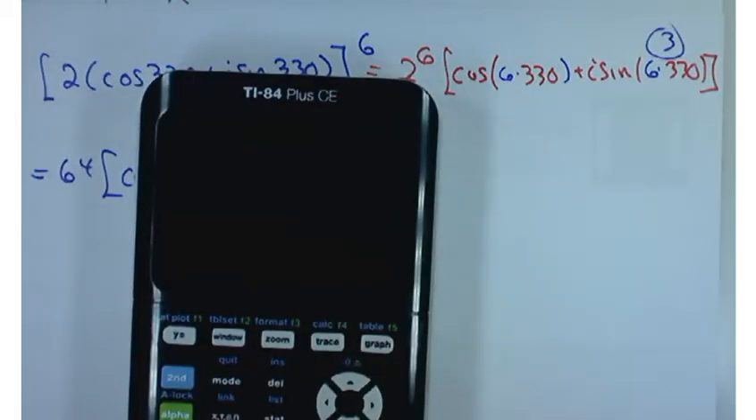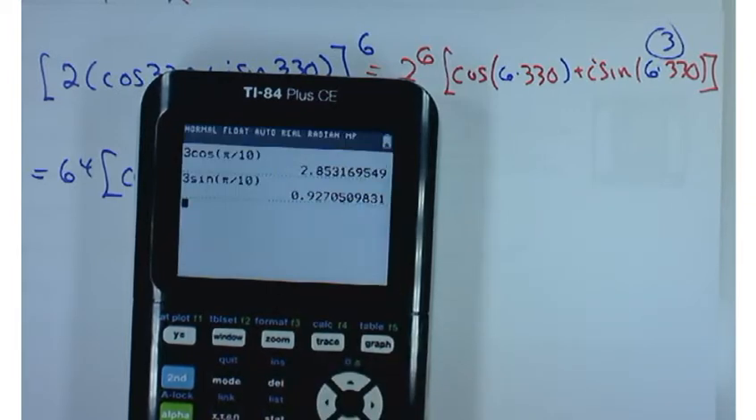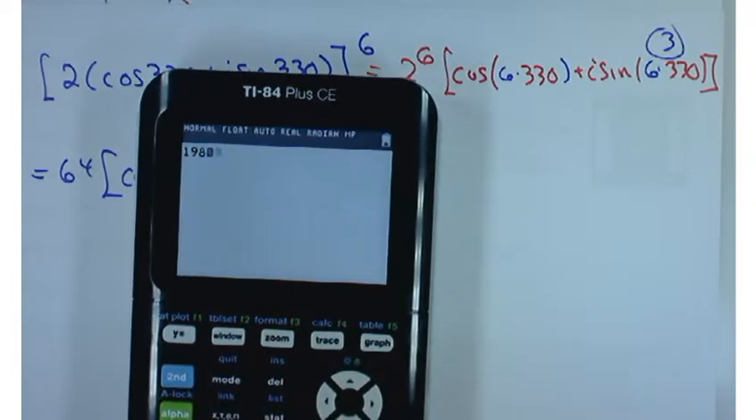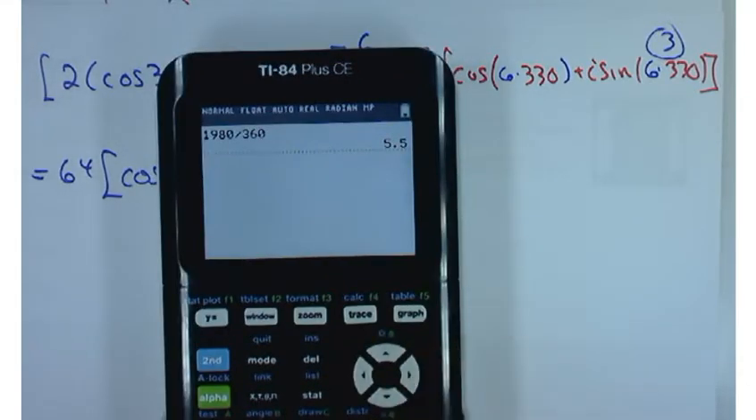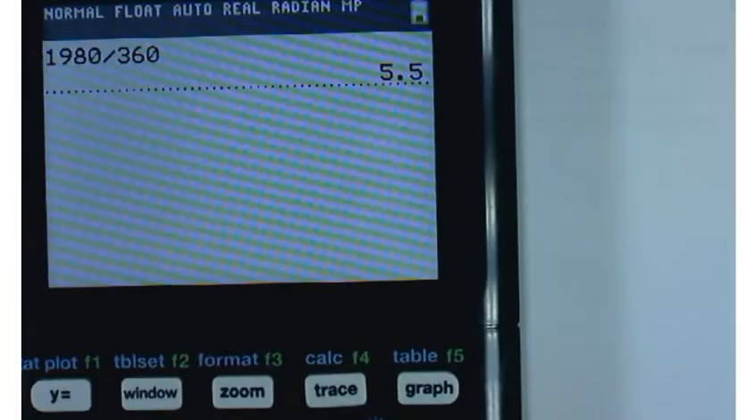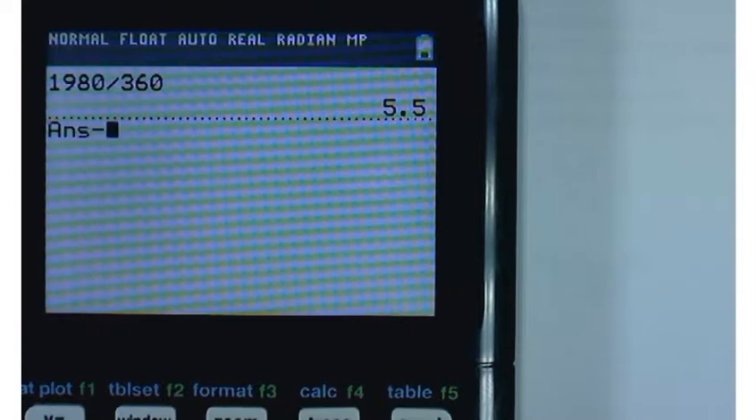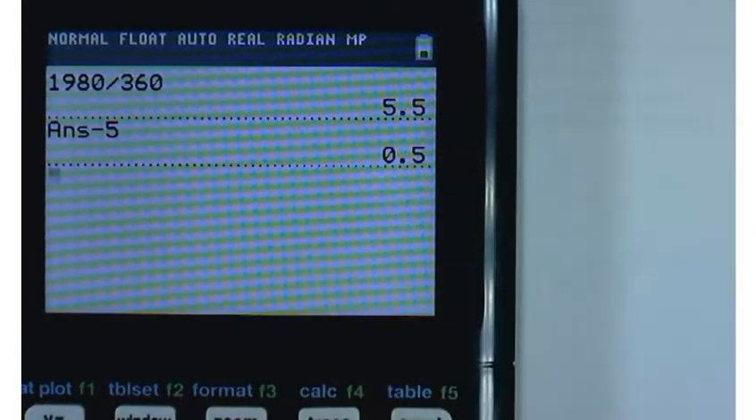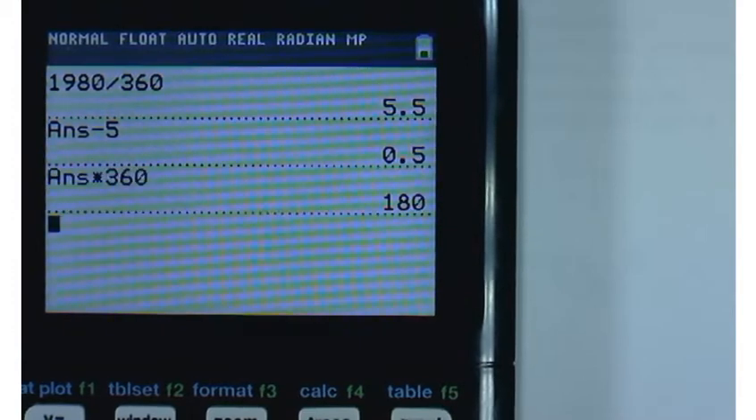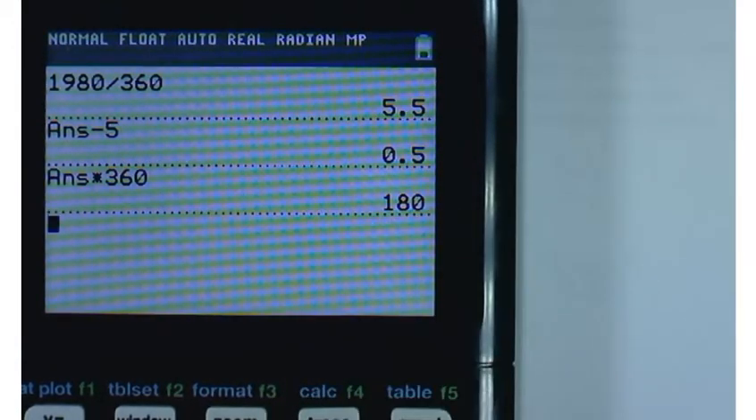And here's what I would suggest. Let's take 1980 and divide it by 360. You get 5.5. So what this is saying is that angle is really 5 times around the unit circle and then a little bit more. So if I subtract off the 5 times 360, I find that it's really equivalent to a 180-degree angle.